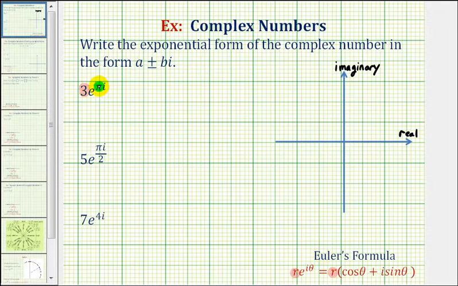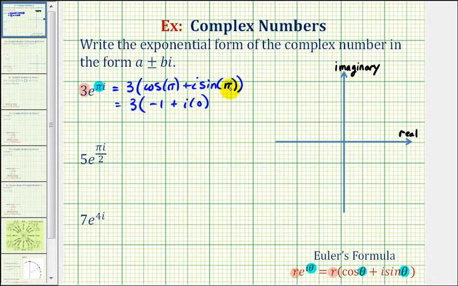and theta is equal to pi. So we would have 3 times cosine pi radians plus i sine pi radians. Well, cosine pi radians is equal to -1, and sine pi radians is equal to 0. Notice how this simplifies to the real number, -3.